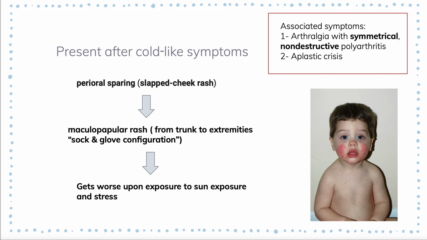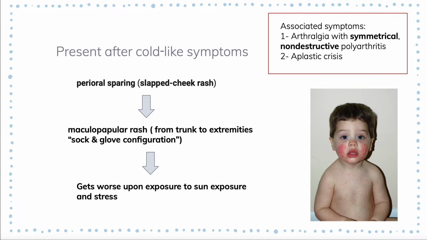Okay, then this slapped cheek rash will spread as a maculopapular rash from the trunk to the extremities, giving a sock and glove configuration. So two very important rash characteristics in Parvovirus B19, slapped cheek and sock and glove configuration. Once you see them, most likely the diagnosis is Parvovirus. Usually they get worse upon exposure to sun, with stress, with exercise, so we need to be careful.